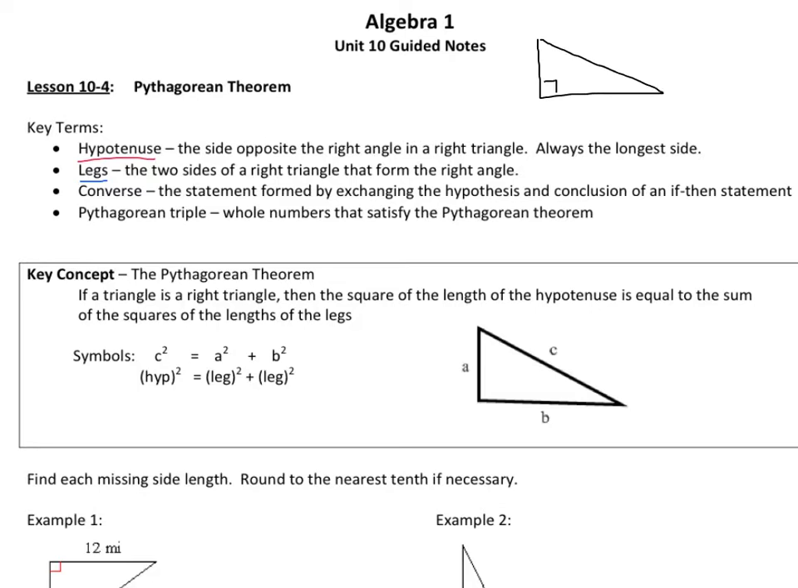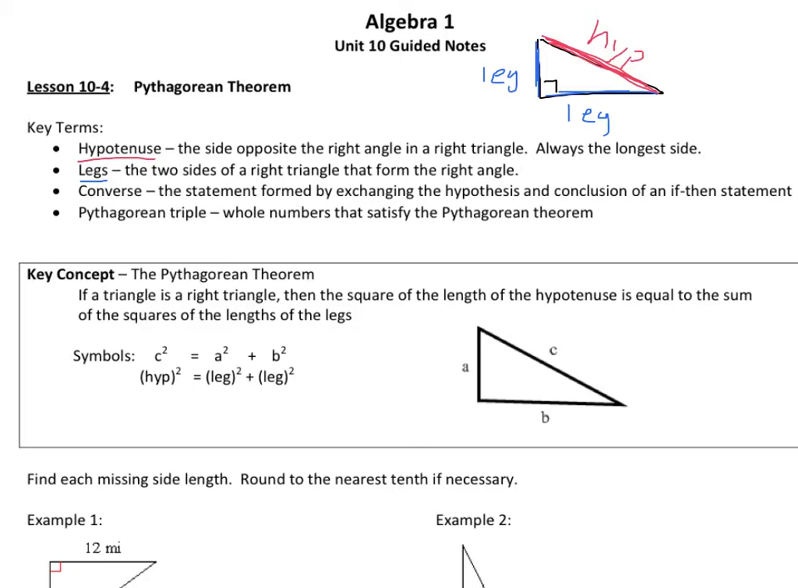The hypotenuse is the longest side. It's the side also opposite the right angle. I'll just write hype here for hypotenuse. And the legs are the two sides that come together to create the right angle. And that phrasing will be used to describe the Pythagorean theorem later.